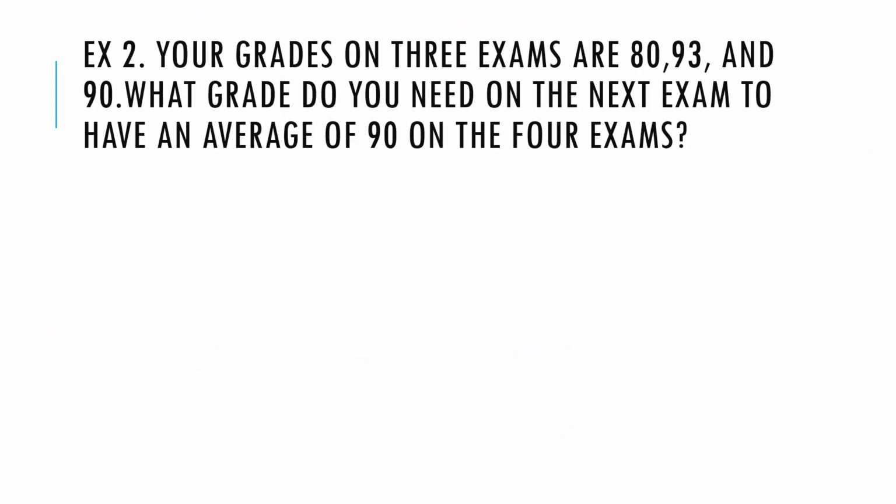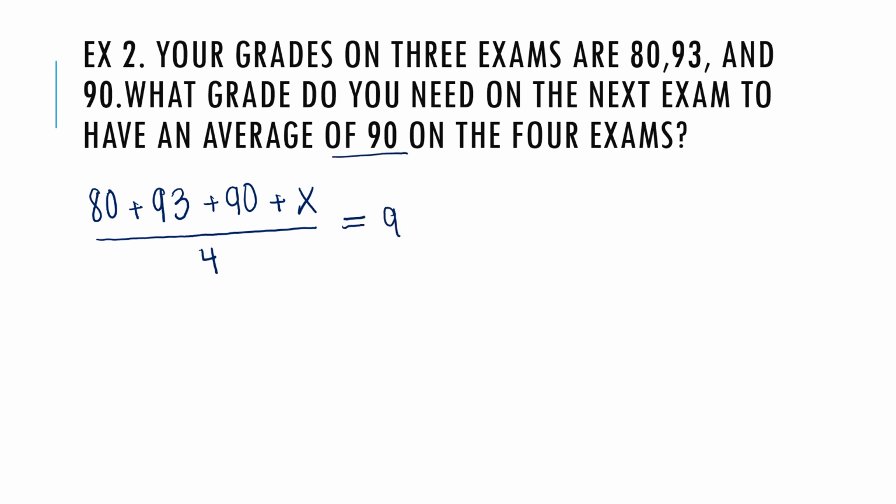Alright, example number 2 says your grades on 3 exams are 80, 93, and 90. What grade do you need on the next exam to have an average of 90 on the 4 exams? The way you find the average is you add all the tests together. So you have 80 plus 93 plus 90 plus technically one more, x, divided by the number that you have, which is 4 tests, and you want that average to be 90.